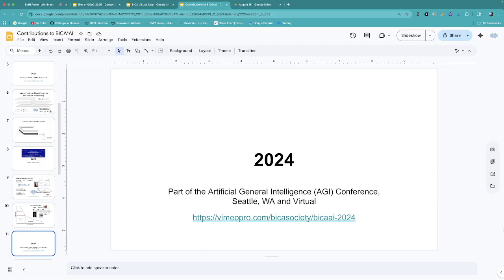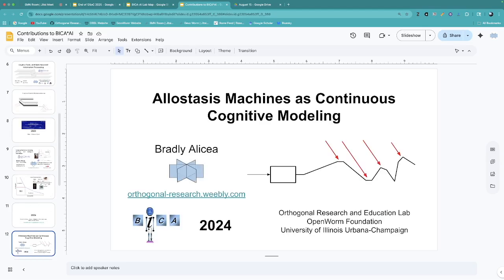So then in 2024, BICA was part of the AGI conference, which was held in Seattle. And of course, we had the virtual component. And this is where I presented alone on the allostasis machines idea that we've been developing over the last several years. These are what these little allostasis machines are, these agents that maintain what we call allostasis, or they exist in a dynamic environment and they have to maintain an equilibrium, but it can be at different states.